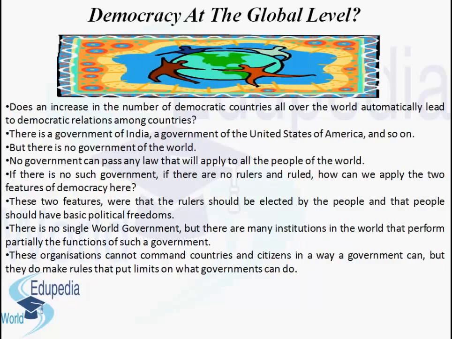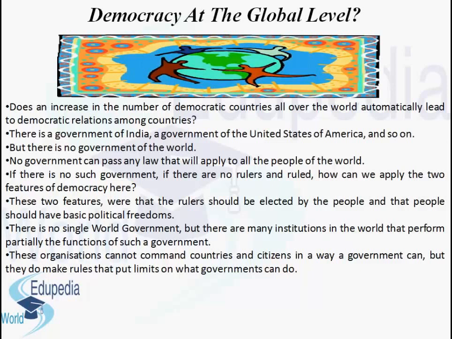Then what about democracy on the global level? How can a single government, or we can say a government organization, manage the relationship between the countries? What if two countries become enemies? What about the disputes which the two countries will have? Who will solve these? If there is no such government, then how can we apply the two features of democracy? The two features are that the ruler is elected by the people, and the people have the right to elect their ruler. They have basic political freedoms.